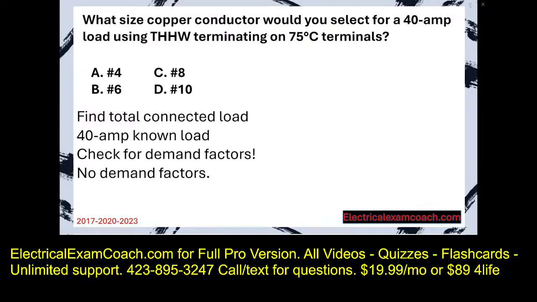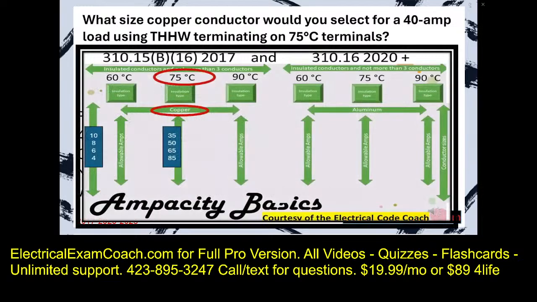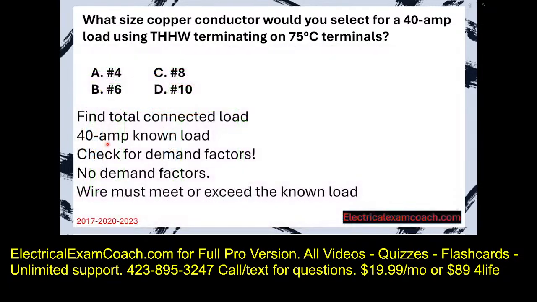And we always have to remember that all wire must meet or exceed the known load. So we have to find a wire that meets or exceeds 40 amps. We head to our primary ampacity table, and the first thing we're going to do is check the type of conductor. It's copper, so we're going to start on the left-hand side of the table. We're in the 75 degree C column because that's our terminal rating. Then we're going to slide down and find a wire that meets or exceeds the known load, and we find out that it's an 8-gauge conductor. And we select C. Great job.